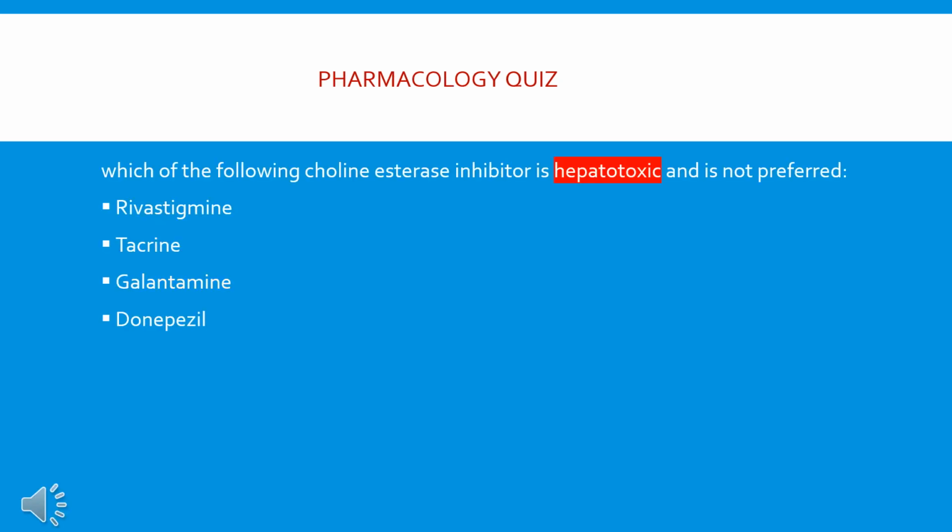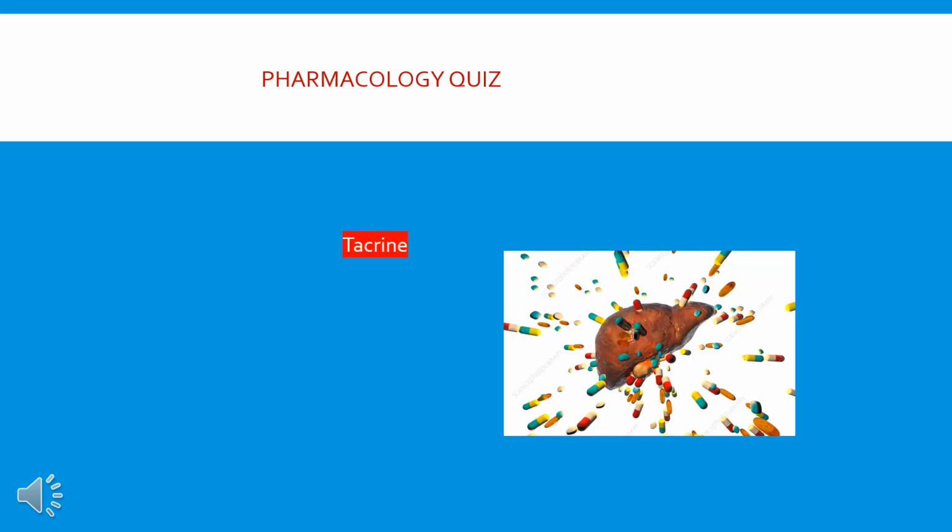So next question is regarding the cholinesterase inhibitor which is hepatotoxic and is not preferred. Is it rivastigmine, tacrine, galantamine, or donepezil? All of these medicines are cholinesterase inhibitors, but we have to choose the drug which is hepatotoxic out of these. So tacrine is the cholinesterase inhibitor which is hepatotoxic.